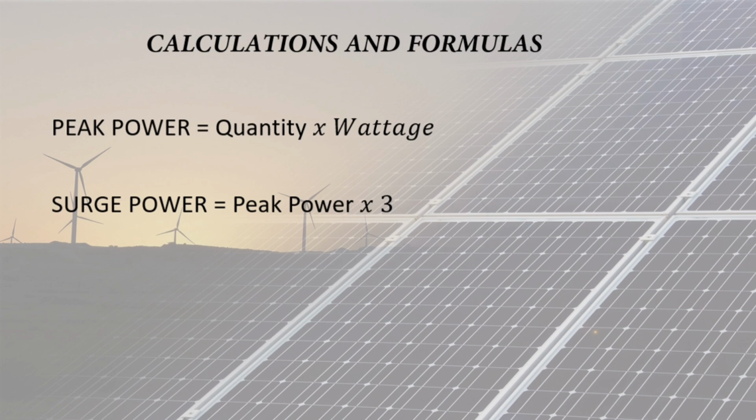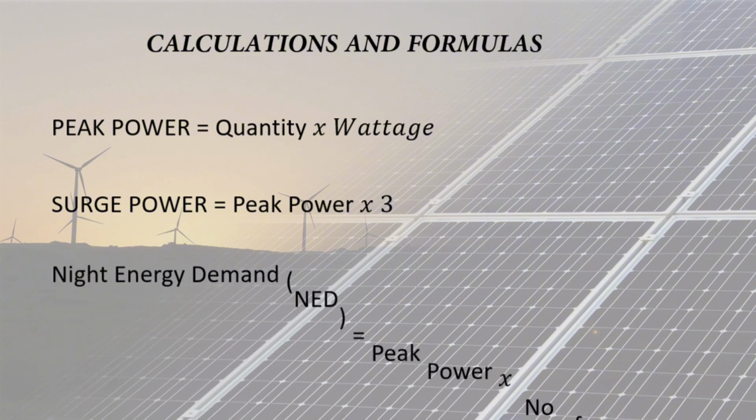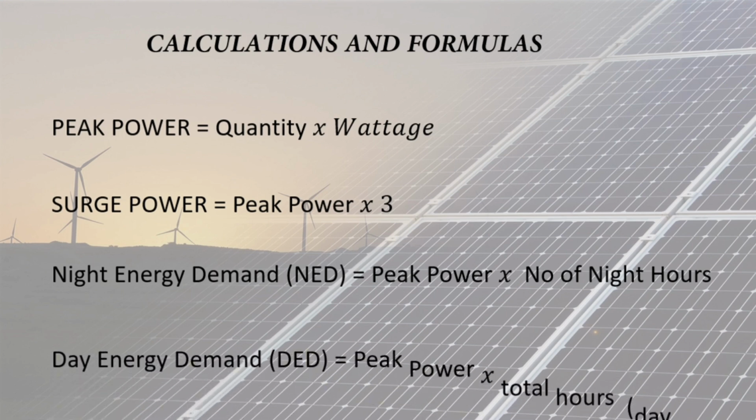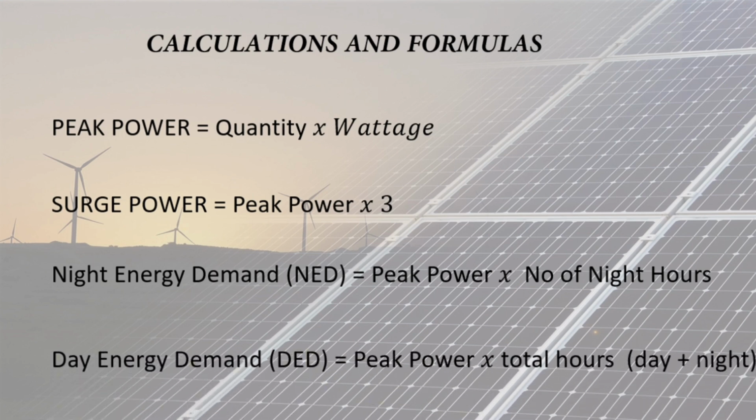Now after calculating the surge power, we have to calculate what we call night energy demand. Night energy demand can be calculated as peak power multiplied by number of night hours. After that, we have to calculate what we call day energy demand. The day energy demand can be calculated as peak power multiplied by the total number of hours, which means we are adding hours during the day and hours during the night.